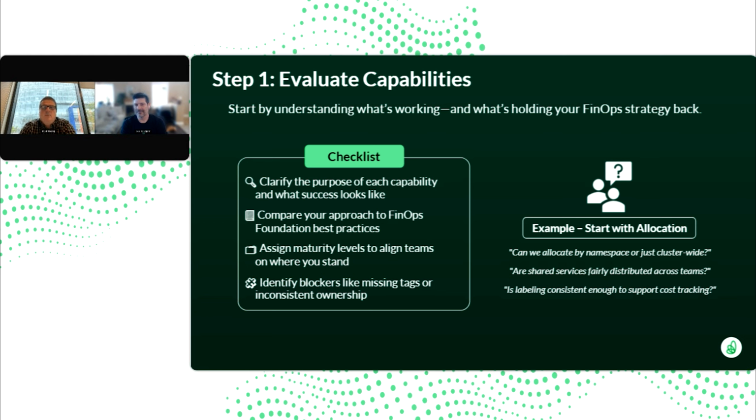The example I could give you here around evaluation is, start with allocation. Can you allocate by namespace or cluster? Are shared services that are shared across workloads distributed fairly? Is that something you need to look at? Do we have the right labeling? Is labeling enough today to support this cost tracking back to the business? Certainly with Kubernetes and Kubernetes teams, allocation is a good place to start. If you're only doing cluster-level allocation today, there's clearly going to be an opportunity to improve. So with that, we'll move to the next slide.